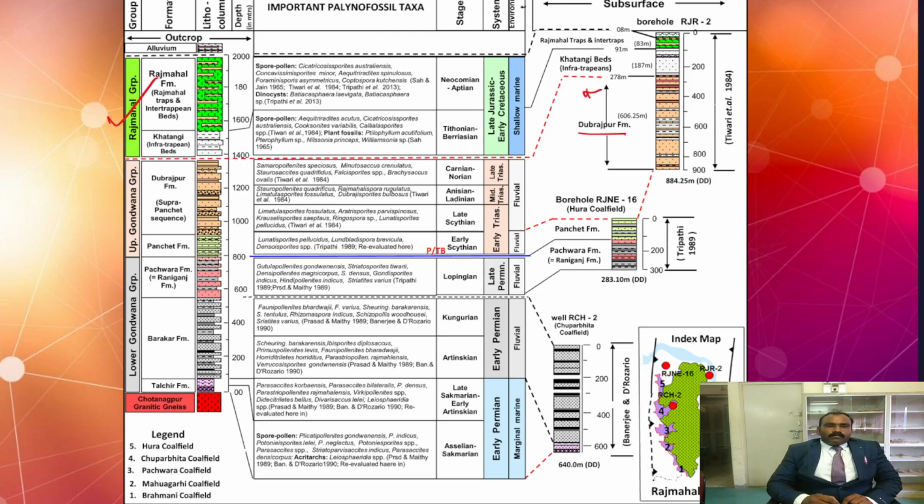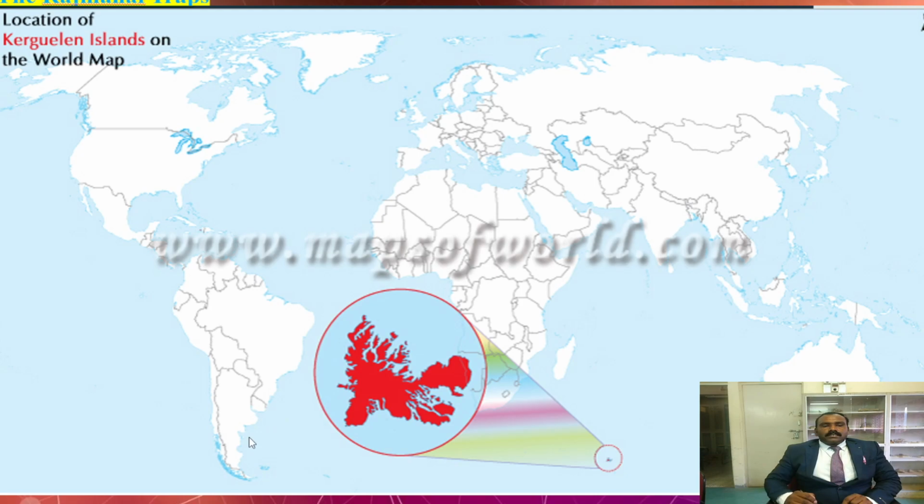So this is South America, and this is the western region, particularly the eastern region of the African subcontinent. Here we may have the Kerguelen Islands, and the Kerguelen plume was the main reason for the rifting and the formation of the volcanic plume. That volcanic plume was the main reason for the formation of the Rajmahal trap.